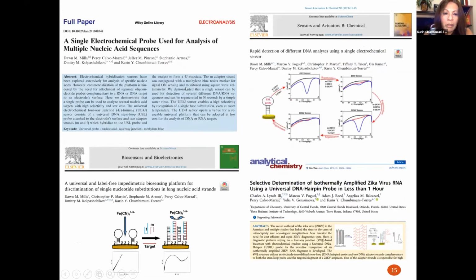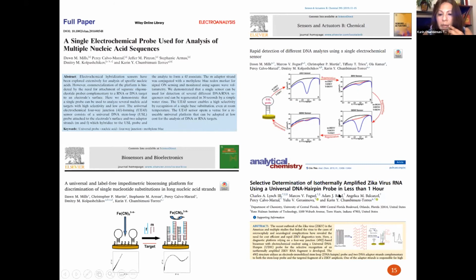Here are some of the contributions we made in this area, as we show the detection using this platform for microRNA 122. We also use impedance to improve the limit of detection. In this contribution, we were able to detect 0.1 picomolar of the nucleic acid. And here we show the universality of our sensor by using the same probe and being able to detect Zika and dengue virus by regenerating the sensor.